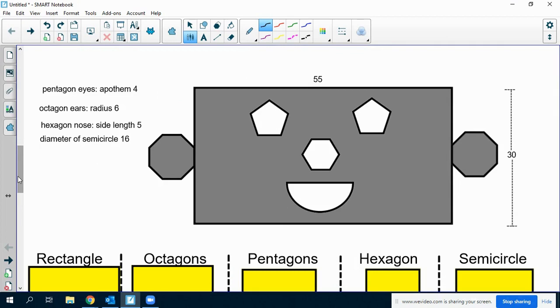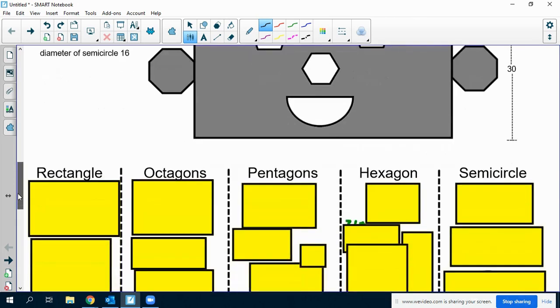We have this robot. We have a rectangle head. We have pentagon eyes, octagon ears, hexagon nose, and semicircle mouth. So basically what we have to do is take the rectangle, add on the octagon ears, and then subtract the pentagon eyes, hexagon nose, and semicircle mouth.